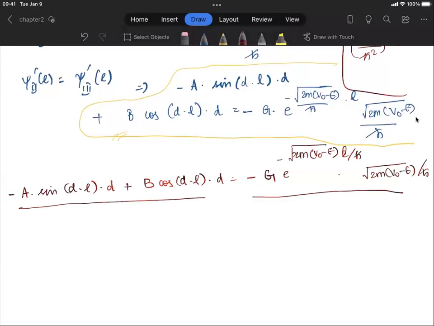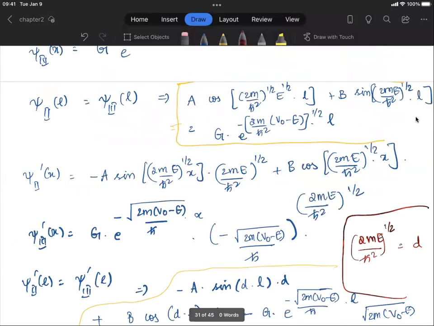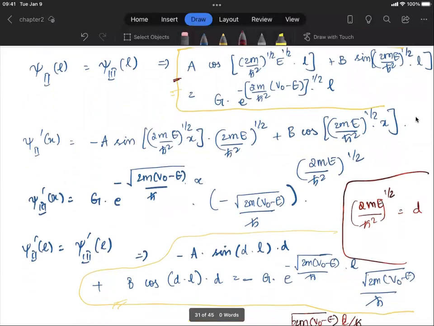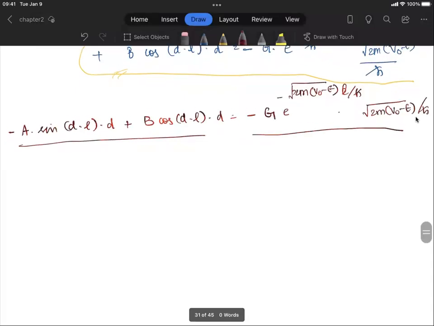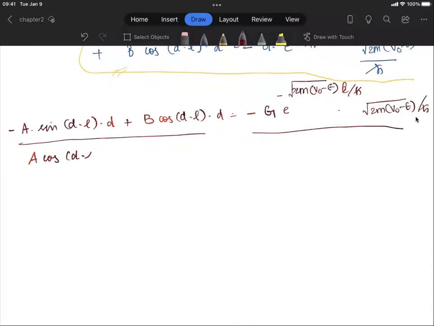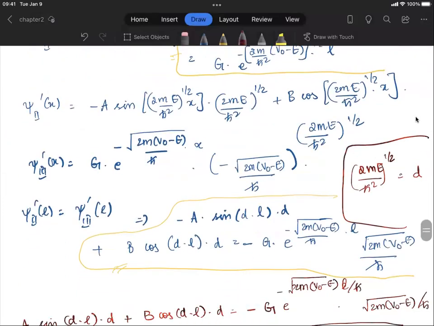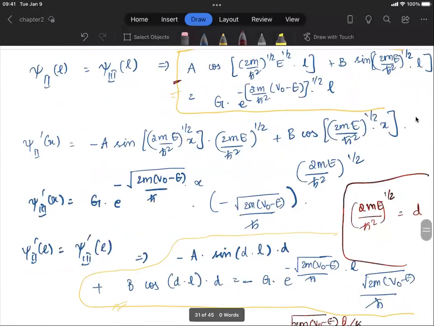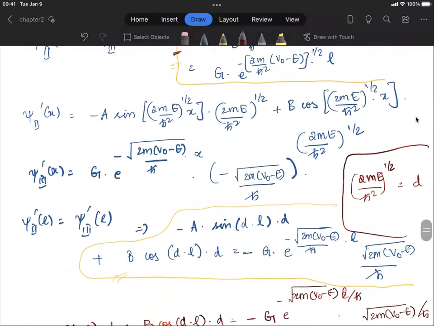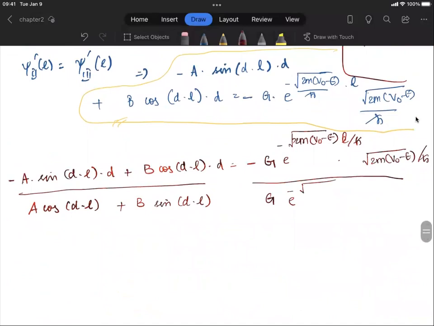Now I am going to divide the left-hand side of this equation by the right-hand side. The left-hand side is going to be A cos D times L, plus A sine D times L, and that will be equal to G times e to the power negative 2m (V0 minus E) times L over h bar.